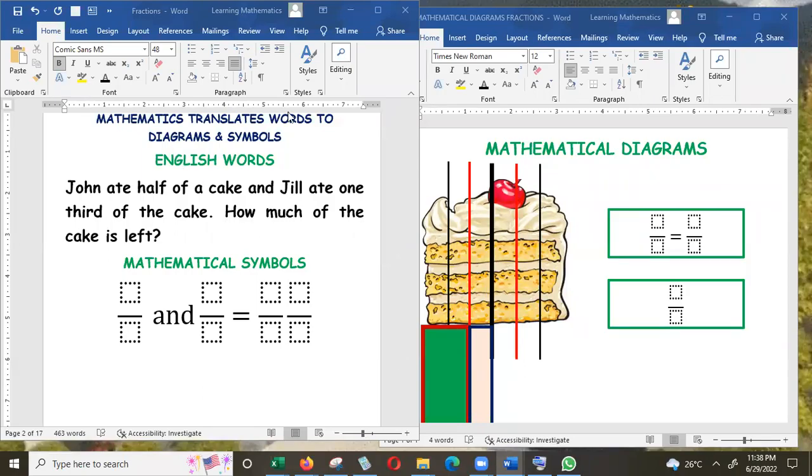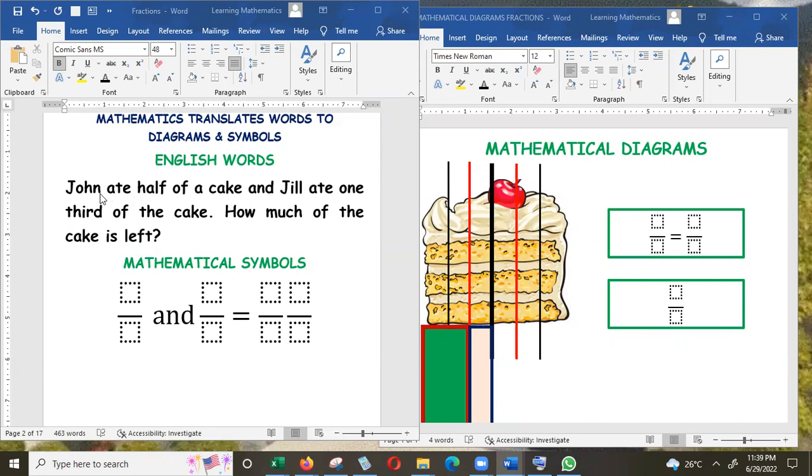Mathematics translates words to diagrams and symbols. Here are some English words depicting a scenario. John ate half of a cake and Jill ate 1/3 of the cake. How much of the cake is left?